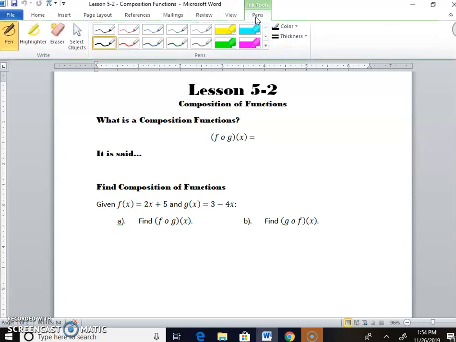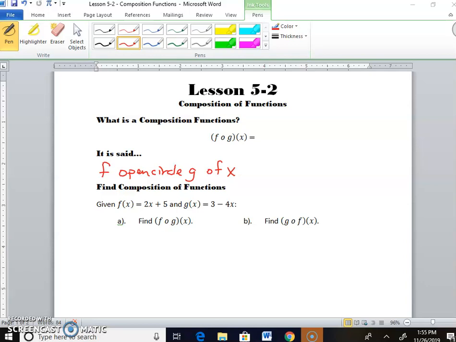if you guys read right up here, it says, what is a composition function? Down below where it says it is said, I want you guys to write. This is where we'll figure out how it is said. This up here is said, f, open circle g of x. When I read through this, we're just going to call that open circle.